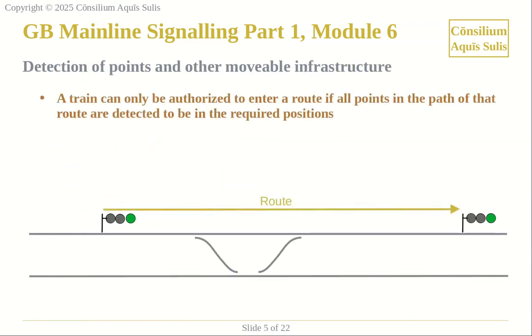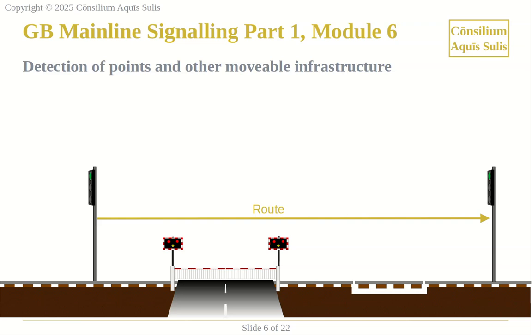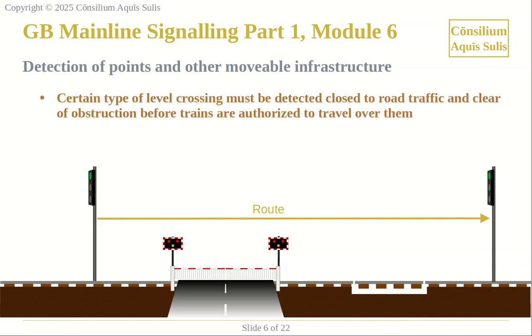A train can only be authorised to enter a route by means of a perceived aspect if all points in the path of that route are detected to be in the required positions, and in the case of facing points, the points must also be detected to be locked by a facing point lock, though in practice these days this comes as standard with points actuators, hence all points are in practice detected to not only be in position but locked in position by a facing point lock. We also need to detect that certain types of level crossing are closed to road traffic and clear of any obstruction before trains are authorised to go over them, and any swing bridges are locked in position.